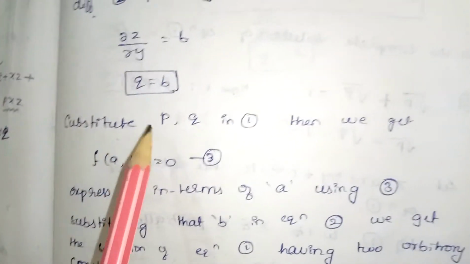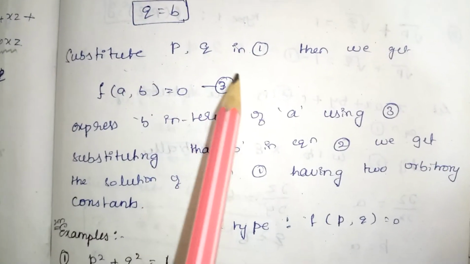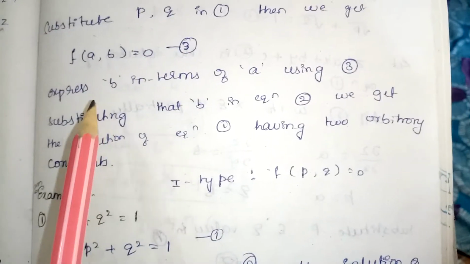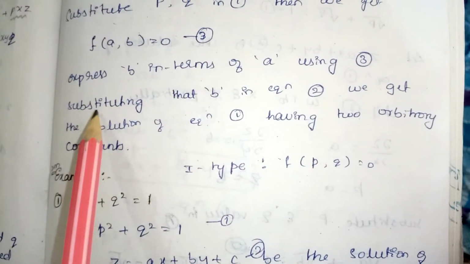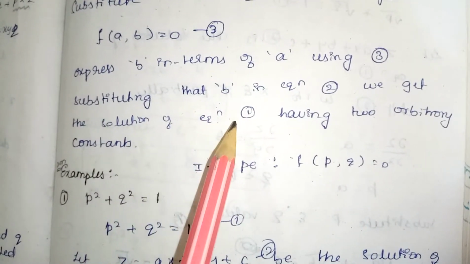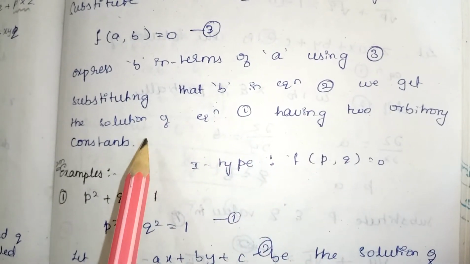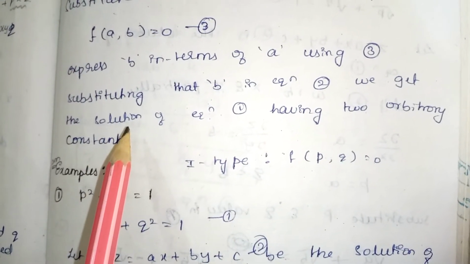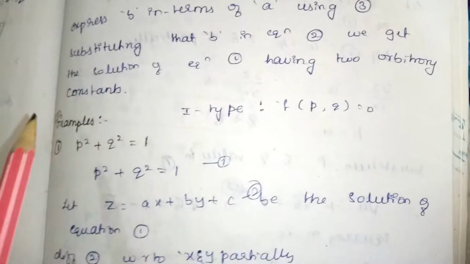Then substitute the values of p and q in the given equation, then the equation becomes f of a comma b is equal to 0. Take it as equation 3. Next I have to express b in terms of a using this equation, then substitute the value of b in equation 2, and we get the solution of equation 1 having two arbitrary constants. This is the method of solving the type 1 non-linear partial differential equation. Then observe one example to make this method of solution clear.